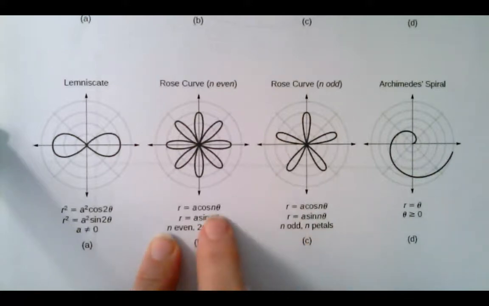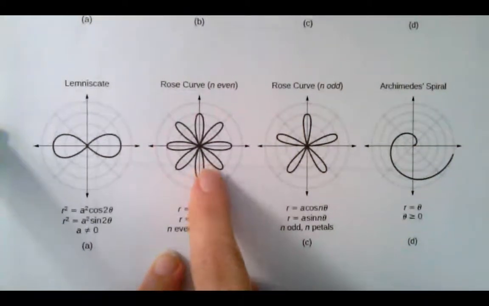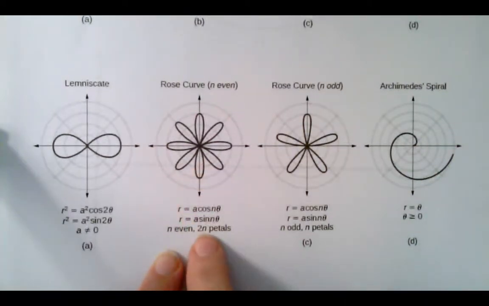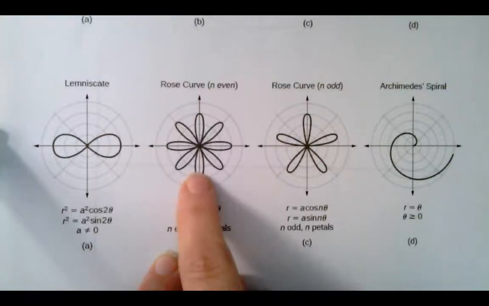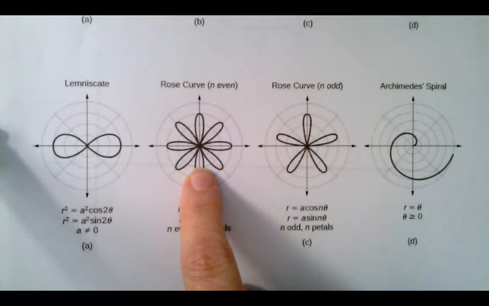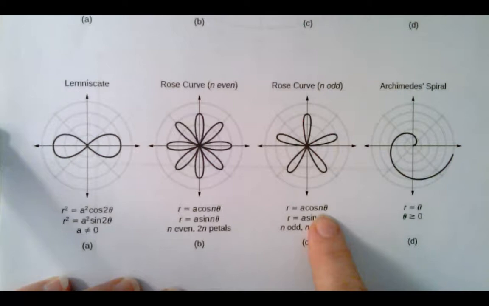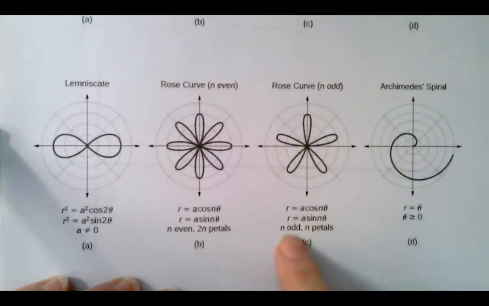If that n value, the coefficient on theta, happens to be even, then the number of petals that appears in the curve is twice the number n. In this rose curve, we can see that it has 8 petals, and that means the equation for this particular rose curve would have n equal to 4, because there are twice as many petals. However, if the coefficient on theta happens to be odd, then it equals the number of petals.